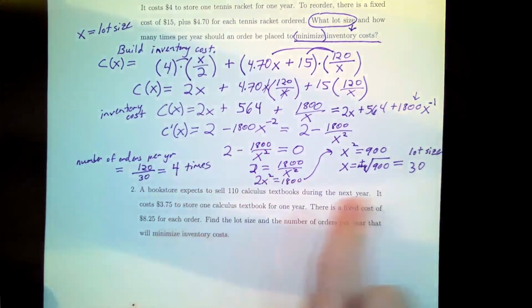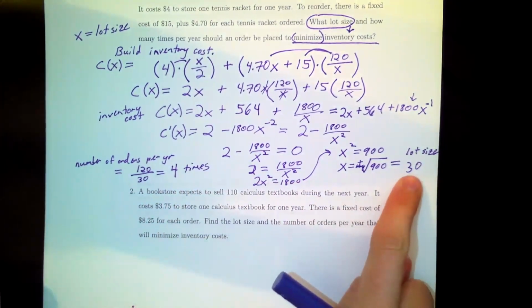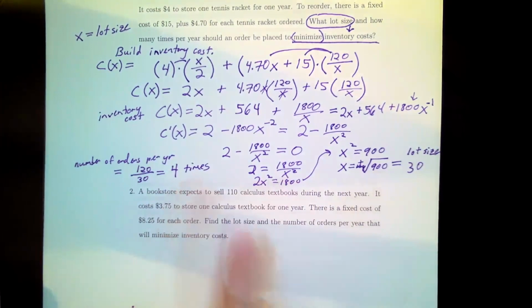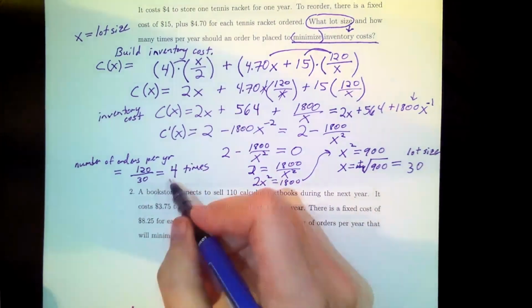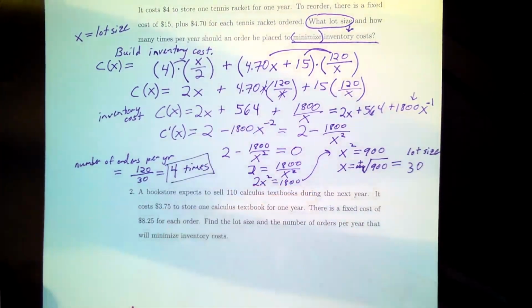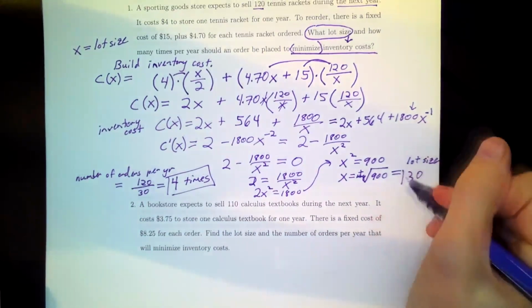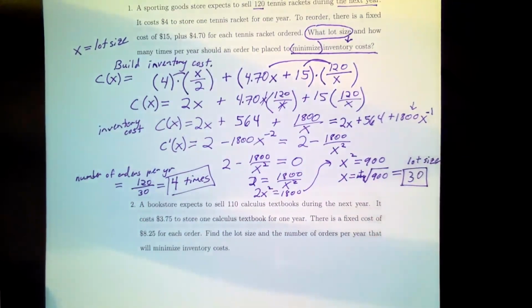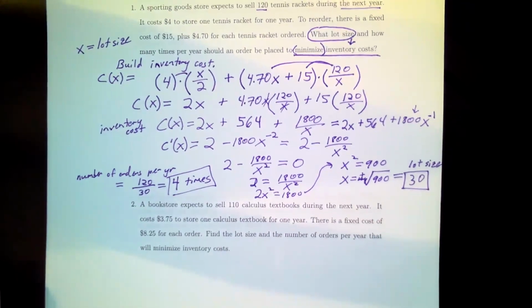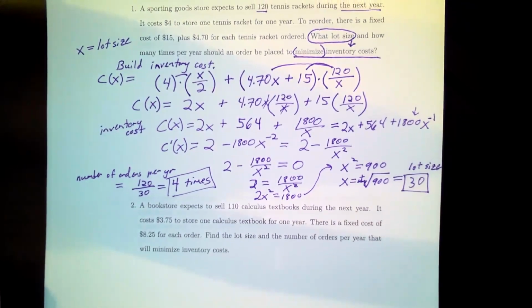So that is to say that you'll be ordering 30 tennis rackets at a time 4 times a year, so every quarter. And then those are the answers for this problem. The lot size is 30, and you should order 4 times a year to minimize inventory costs.